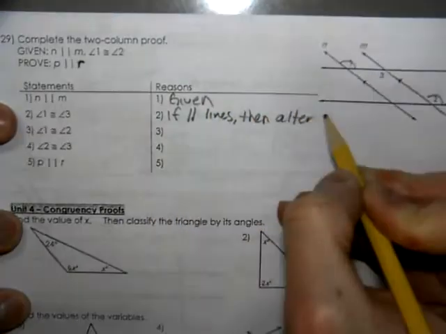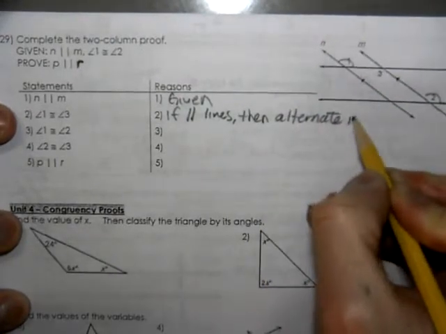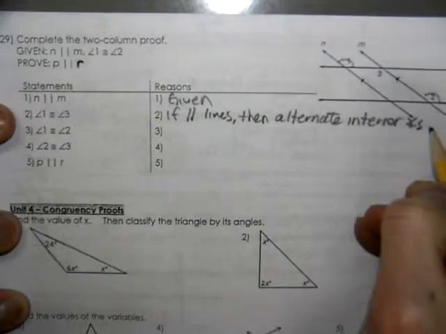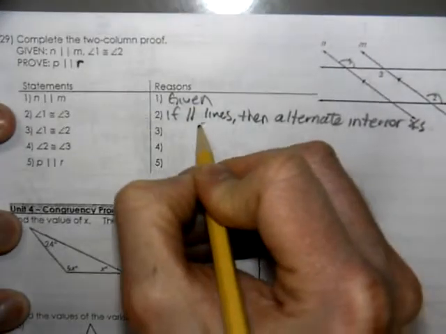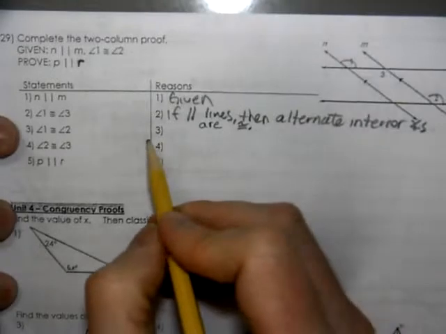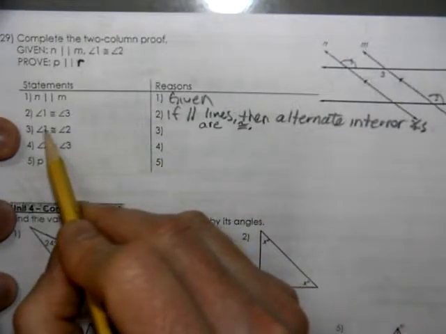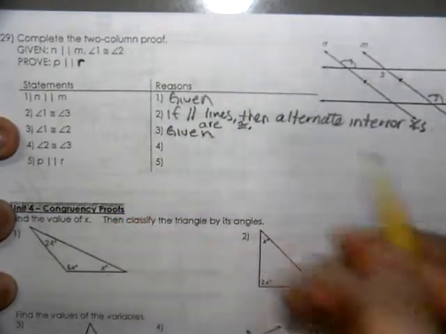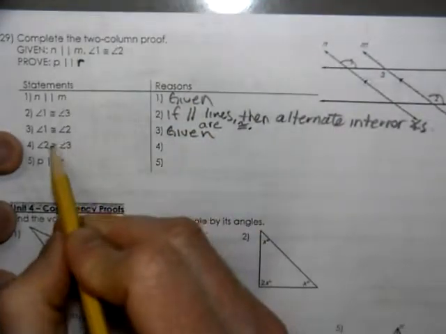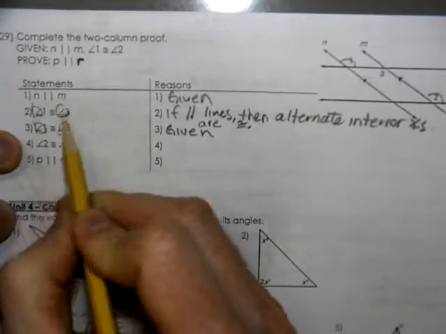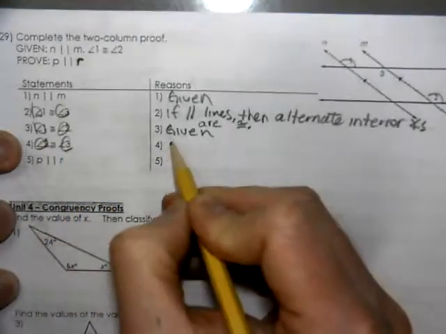then alternate interior angles are congruent. The way we know that 1 and 2 are congruent is because that was given. We're going to do that transitive again. A equals B and B equals C, then A equals C.